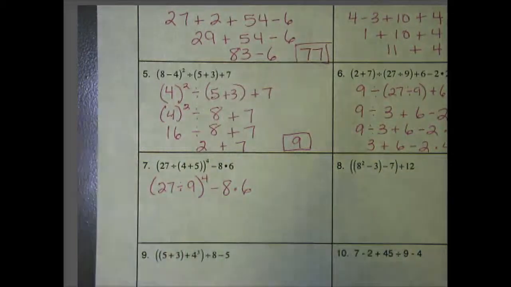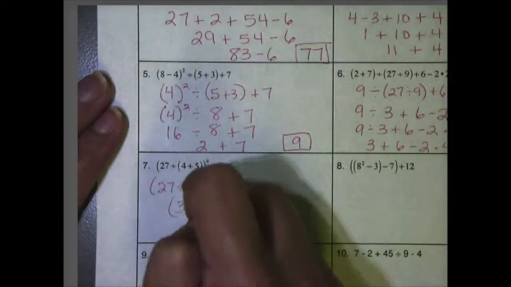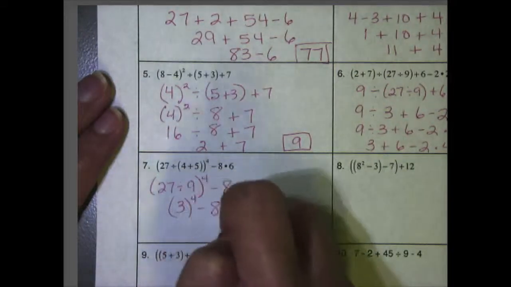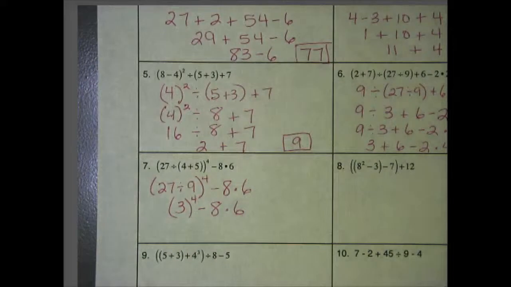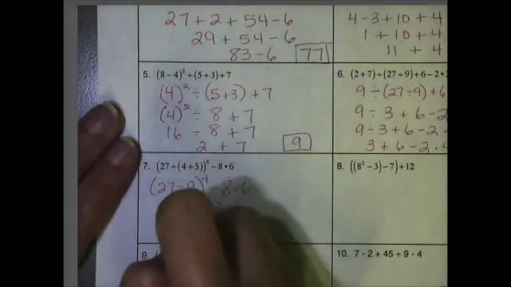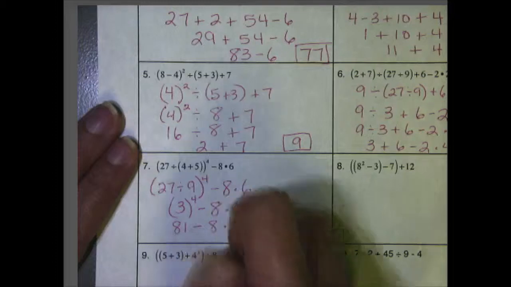27 divided by 9. So now we need to keep going on the parentheses, and the parentheses say 27 divided by 9, which is 3, raised to the fourth power minus 8 times 6. Now remember that 3 to the fourth power does not mean 3 times 4. It means 3 times 3 times 3 times 3. So 3 times 3 is 9, times 3 is 27, times 3 is 81. So we have 3 to the fourth equals 81, minus 8 times 6.